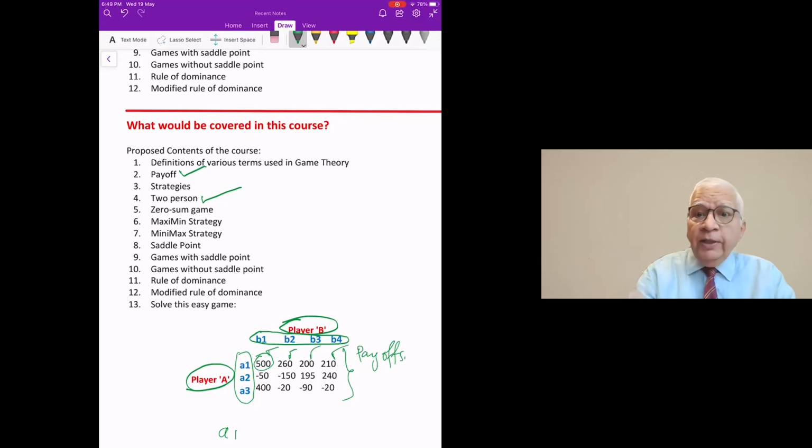Now, given the payoff matrix, we have to find out which strategy player A should play and which strategy player B should play. So we'll come to that in the next class.